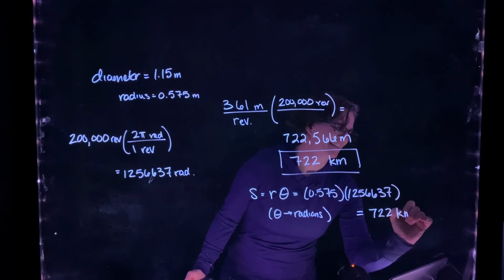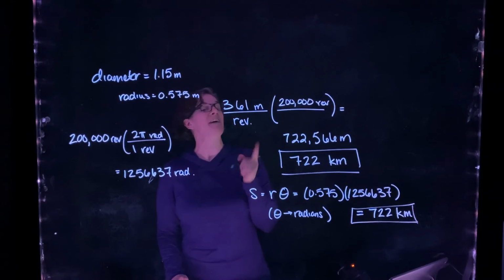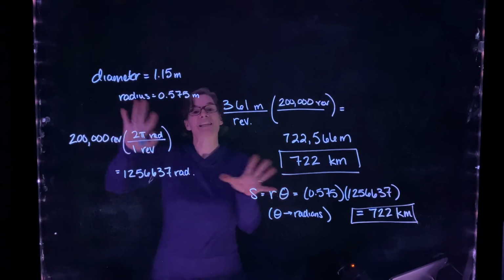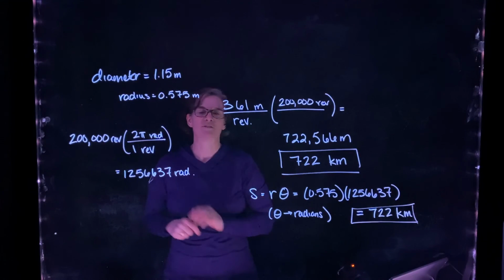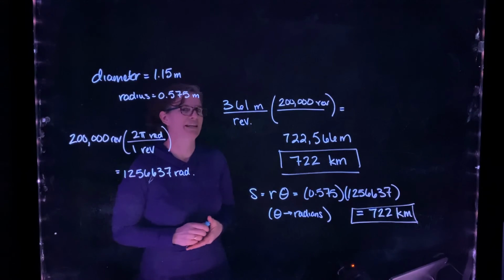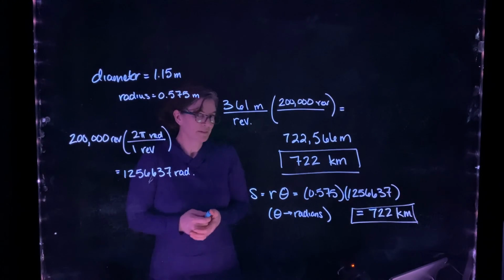or 722 kilometers. So, as expected, we get the same value, but by thinking about it in two different ways, and those are related. We get that idea of the circumference from the relationship that our distance is equal to the radius times the angle. Okay, good job.